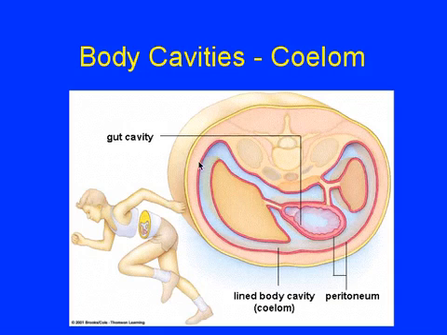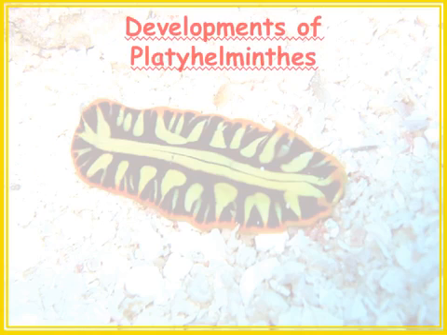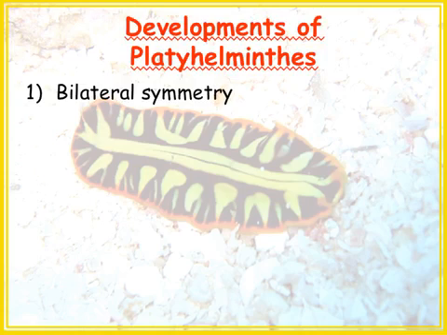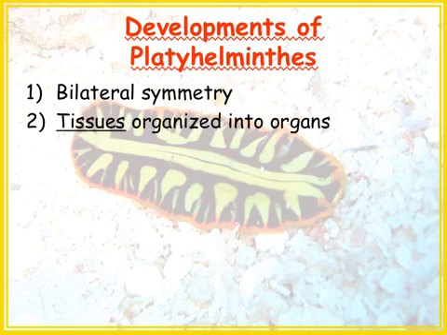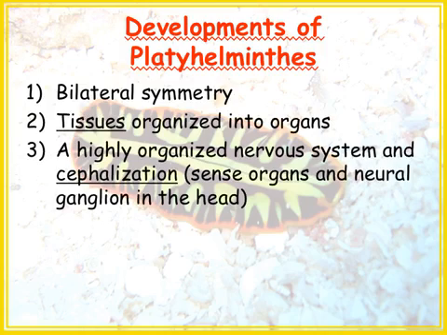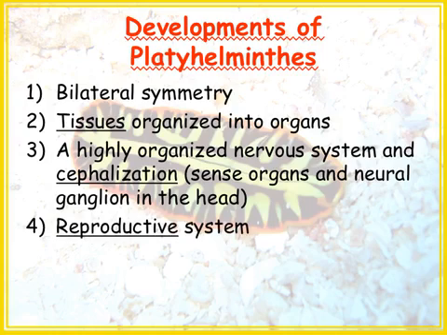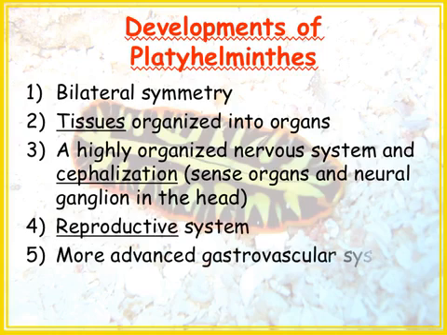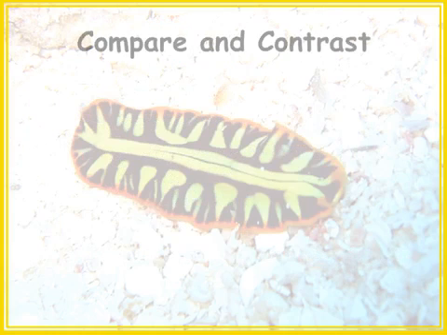the organs reside in. So platyhelminthes have developed several things that are different from cnidarians. Platyhelminthes have bilateral symmetry. They have tissues organized into organs and organ systems. They have a highly organized nervous system and cephalization, and they have a reproductive system. Their gastrovascular system is also more advanced.